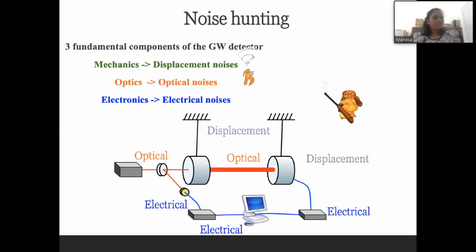So in terms of building gravitational wave detectors, there are three fundamental components, as we've seen: optics, mechanics, and electronics. And the noise that they contribute to the interferometer is in the form of optical noise, displacement noise, and electronic noise. The optical noise comes from the laser as well as the optical elements that you use. The displacement noise comes from the mechanical suspensions, and the electronics noise comes from the data readout and how it is analyzed and controlled, and the control signals that come along with it.